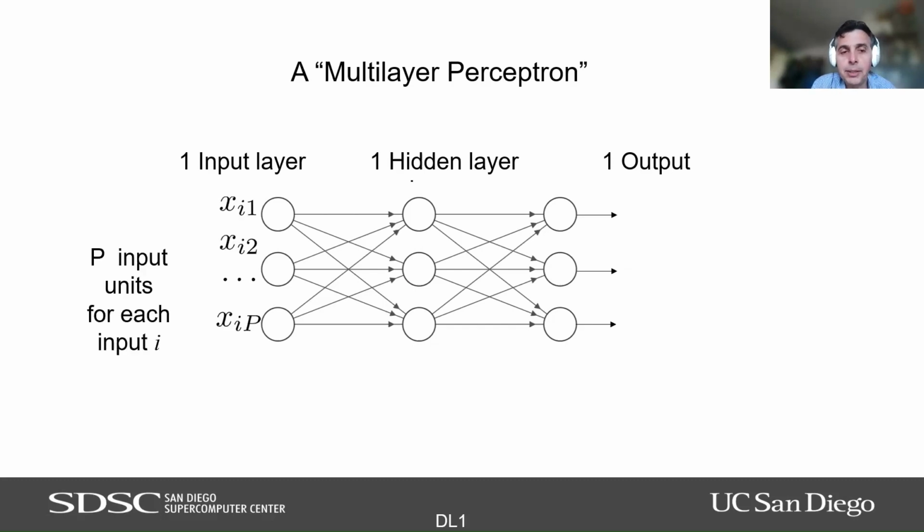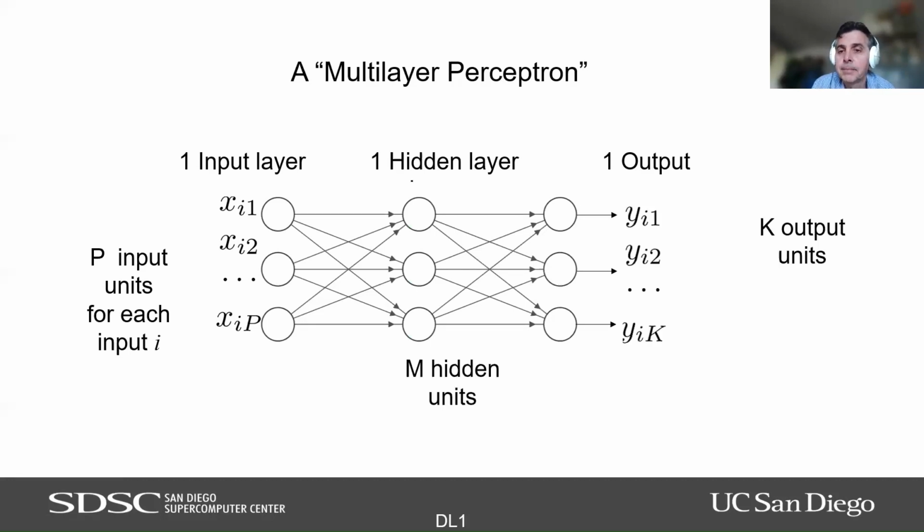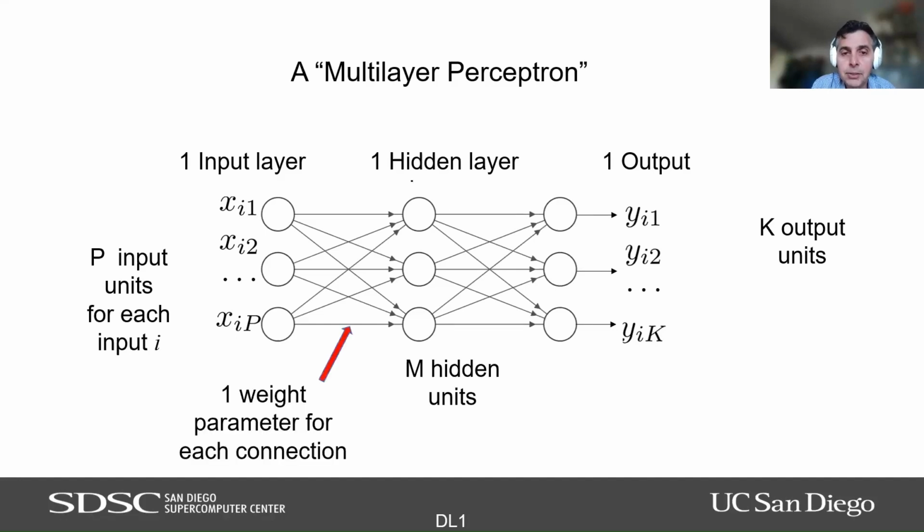And we have an input, and if it's coming from a data matrix, we'll have some i equals 1 to n observations, and maybe a p-vector for every input vector. And we might have some number of output units. It doesn't have to be one to one. It could be many to one. It could be many to many. We'll have some number of hidden units, and each line represents a weight parameter.